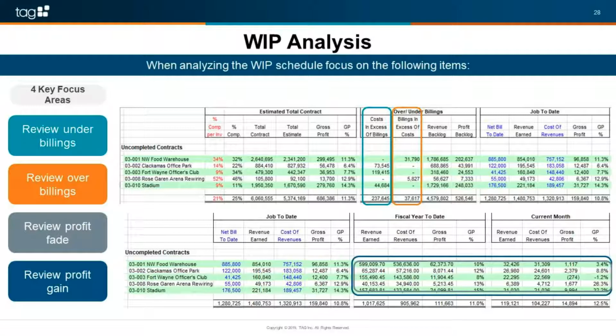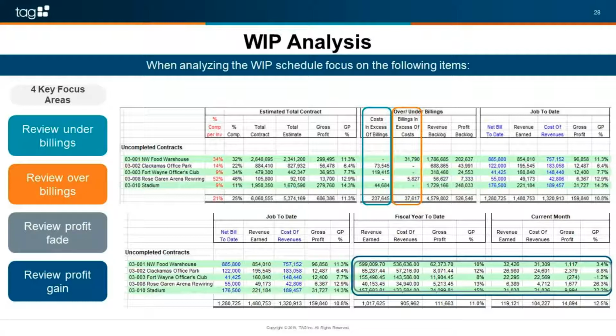So these are sometimes the hard conversations we need to have internally to be able to find out truly how a job is going to end up in profitability. Okay, reviewing our profit fade and loss. I like this particular WIP because it shows me the fiscal year and the current month profitability. Okay, so I can see if a job is going up or down profitability-wise.